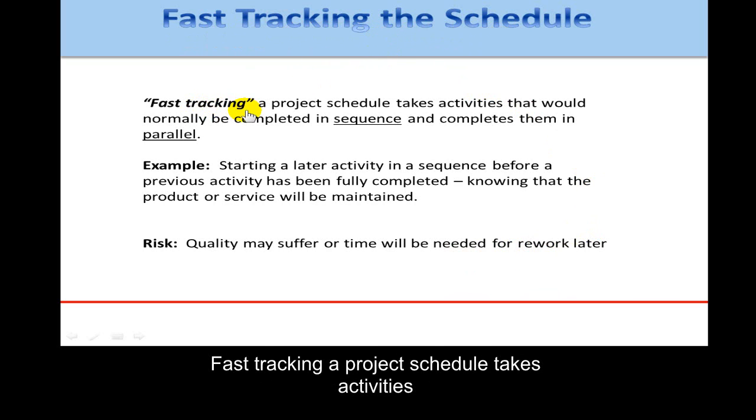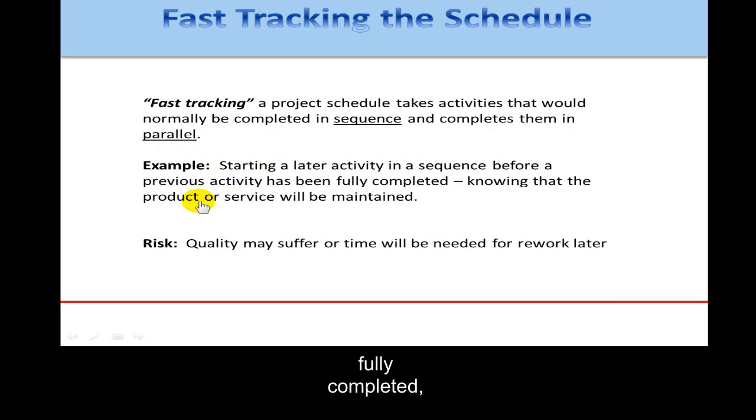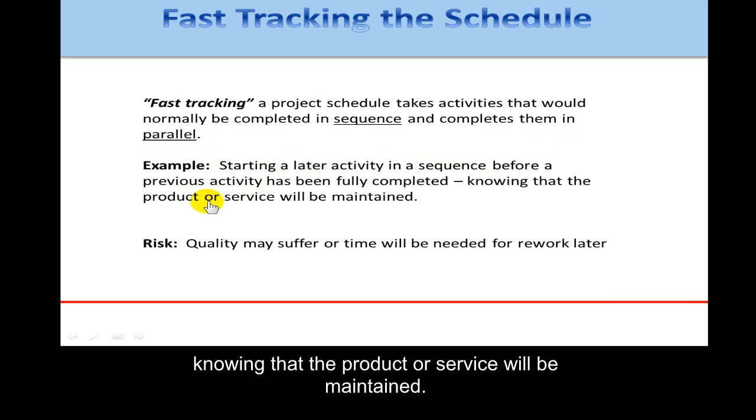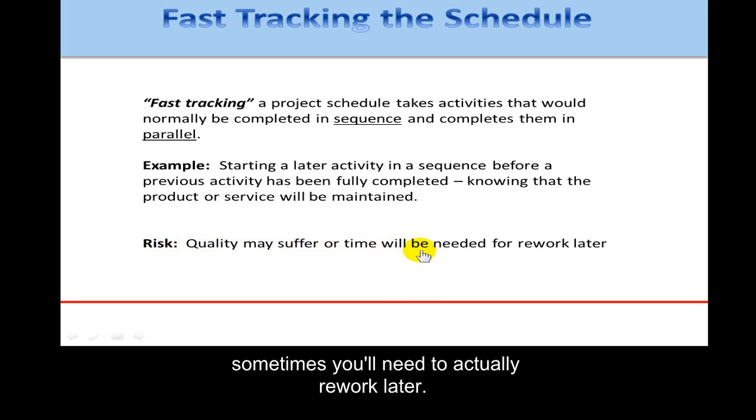Fast tracking a project schedule takes activities that would normally be completed in sequence and completes them in parallel. For example, starting a later activity in a sequence before a previous activity has been fully completed, knowing that the product or service will be maintained. And there is a risk that comes with fast tracking. Quality may suffer, or sometimes you'll need to actually rework later.